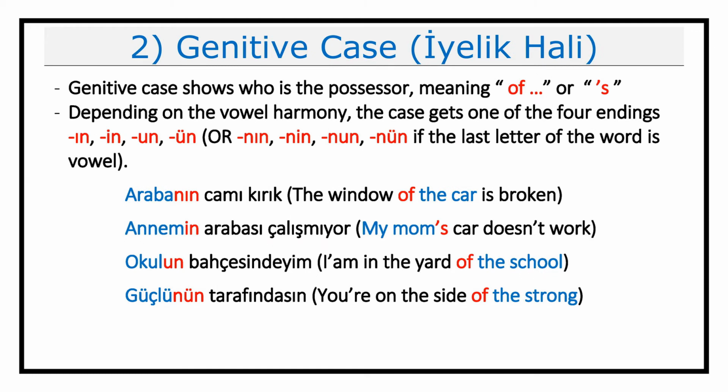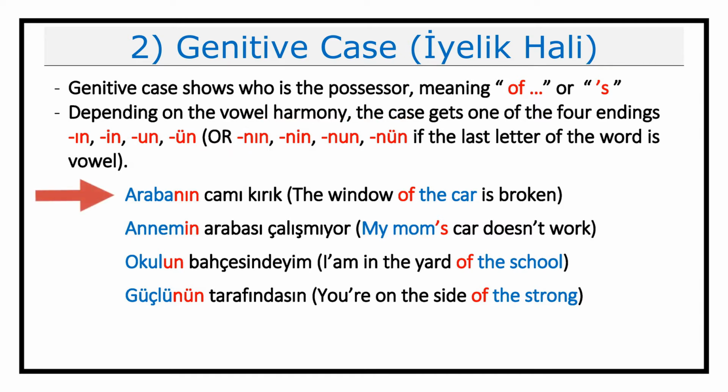Genitive case in turn shows who is the possessor, meaning of something of somebody, or the possessive structure 's. Depending on the vowel harmony, the case gets one of the 4 endings: in, ın, un, or ün. Or, if the last letter of the word is a vowel, then the ending will be nın, nin, nun, or nün. Look at the examples below.